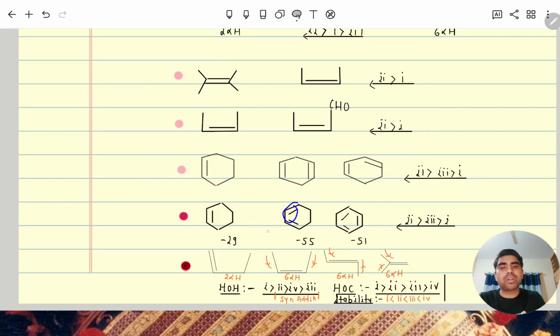Similarly here also, due to conjugation, more pi bonds are there, correct now? Here 2 and here 1, but again we will not apply that rule. Why? Because here it is aromatic, so some are aromatic and some are non-aromatic, so we will not apply the number of pi bonds. Here this one is more stable, so its heat of hydrogenation is relatively less, correct now?